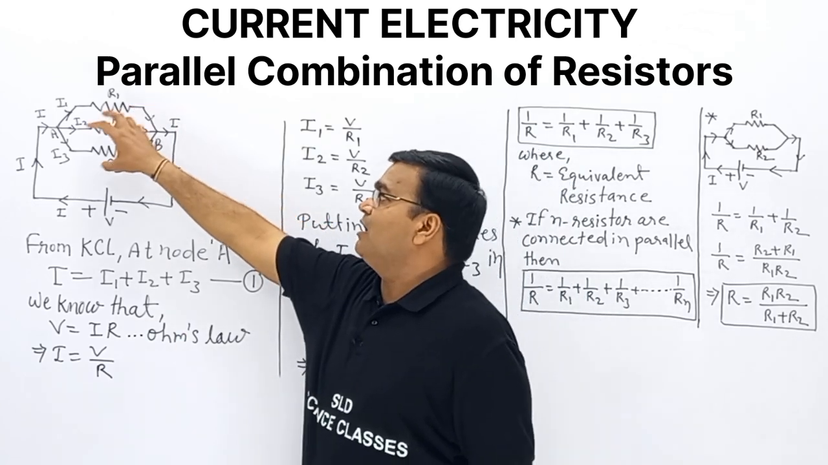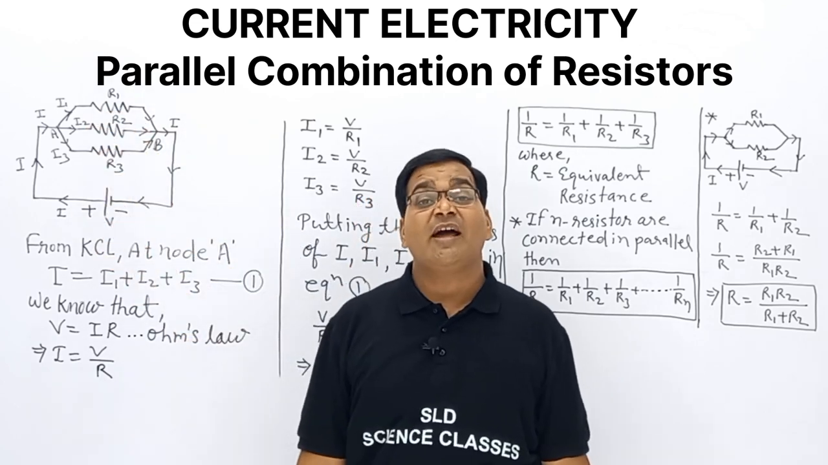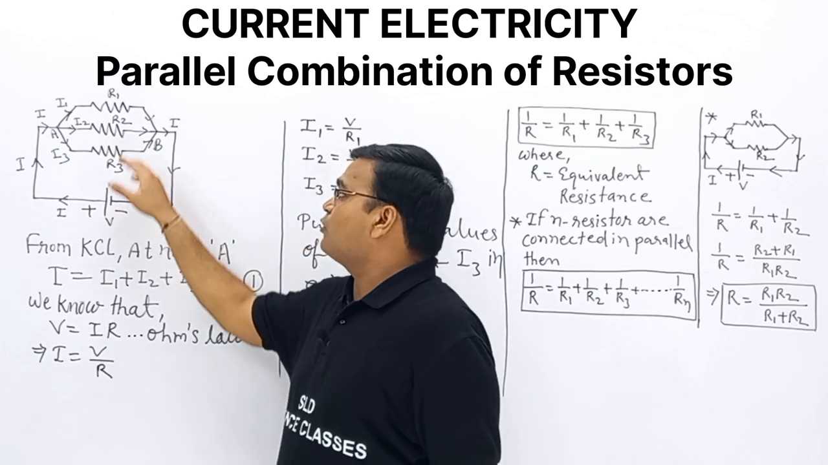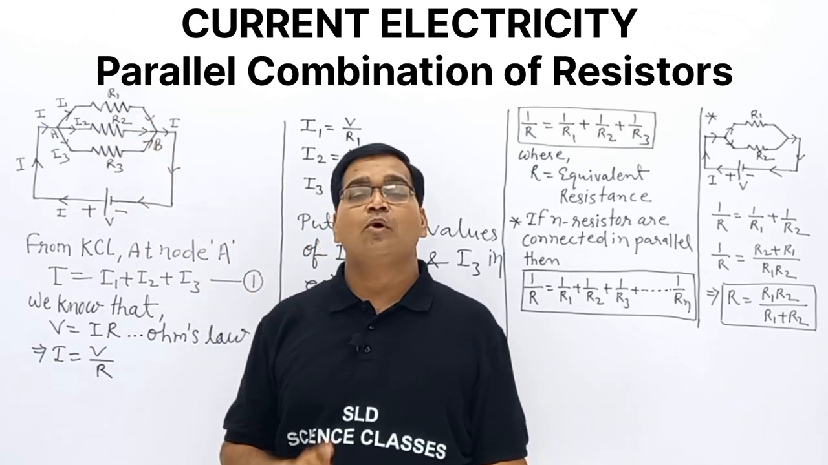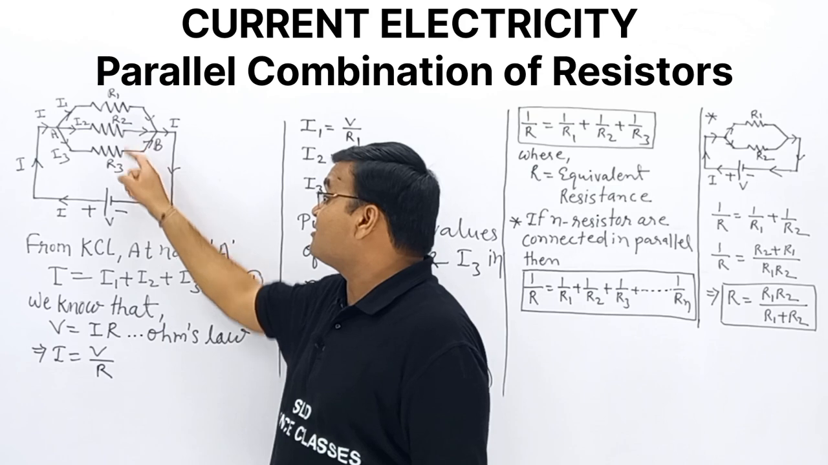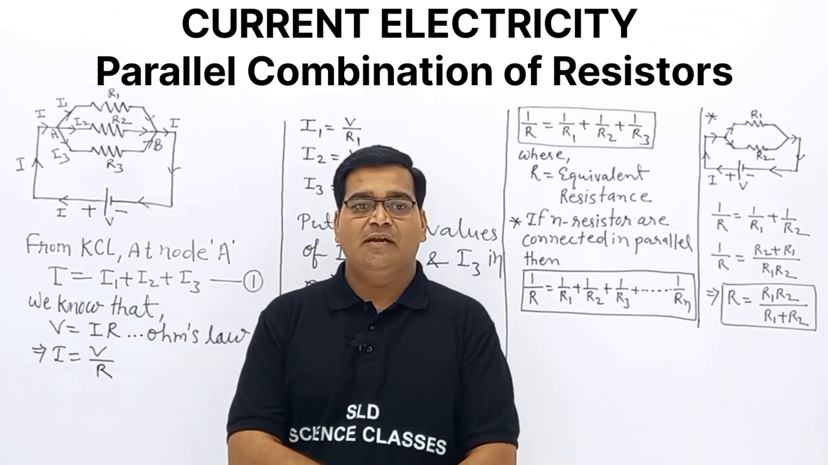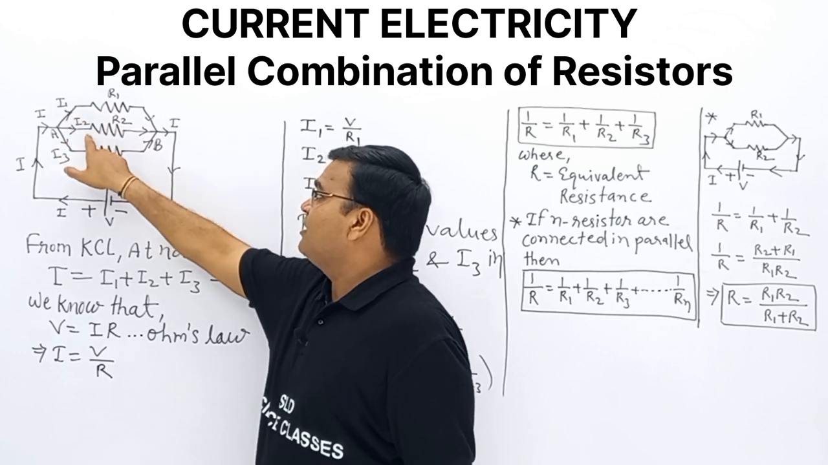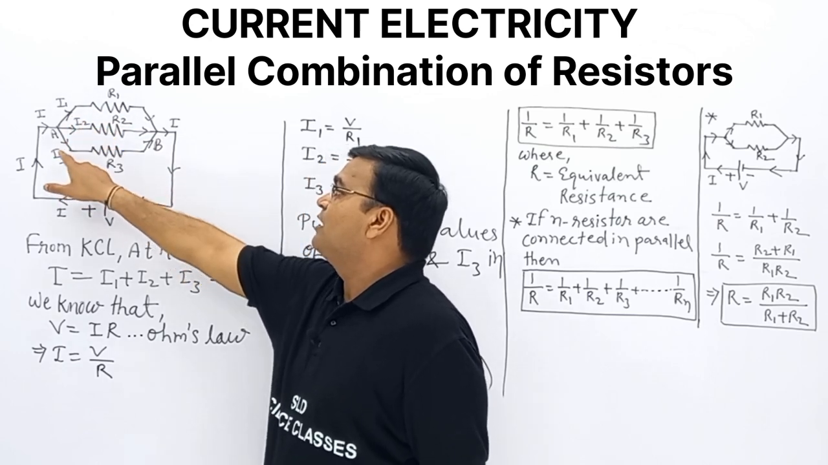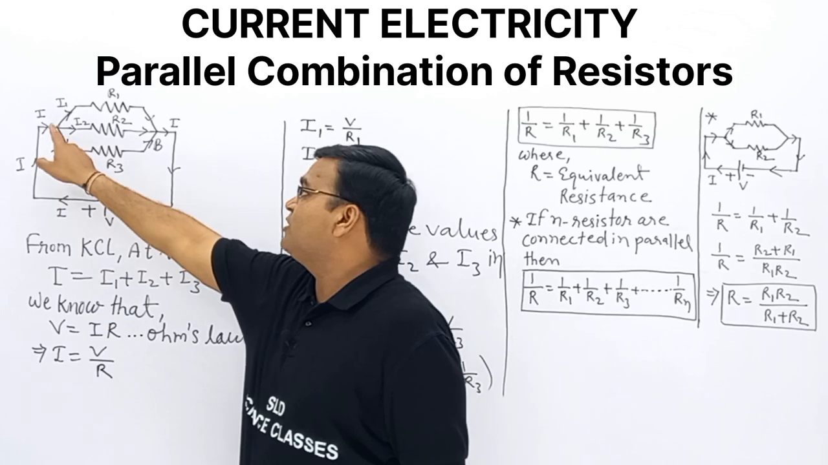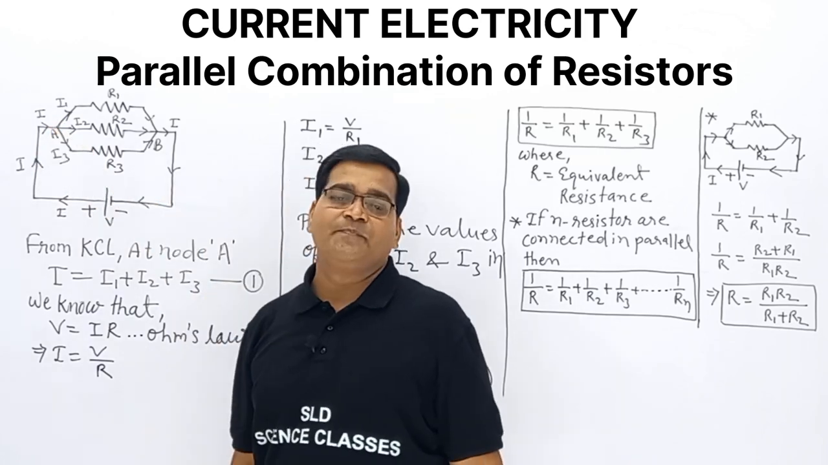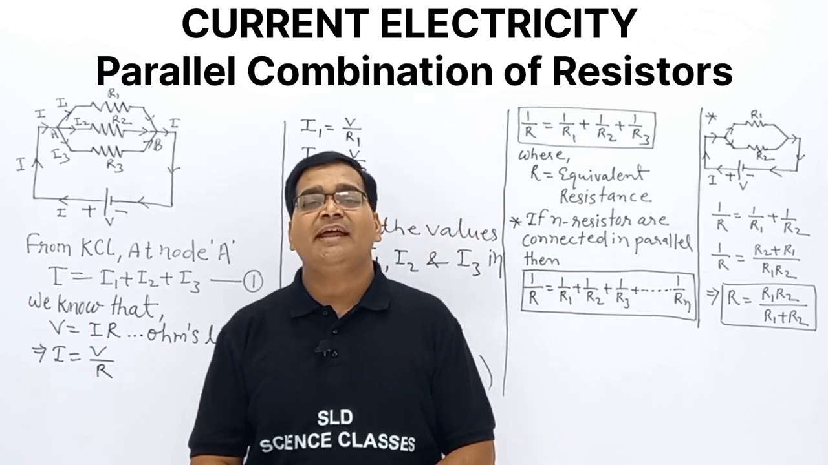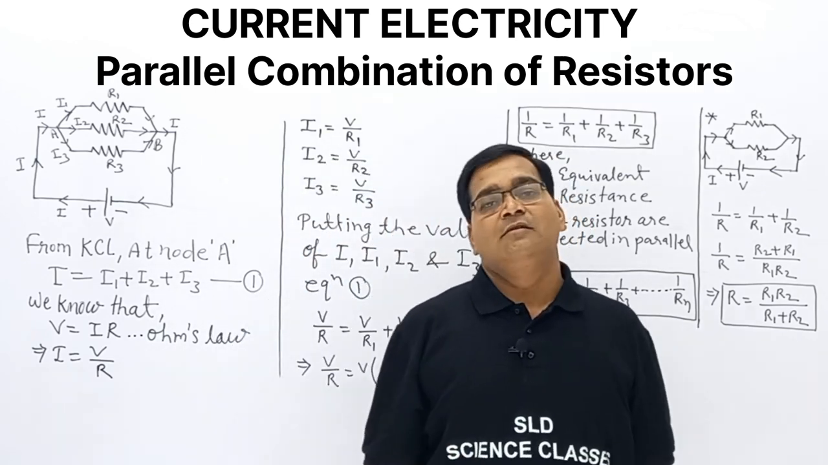Observe, this is a parallel circuit. R1, R2, R3 are in parallel. Why? Because the voltage across each element is the same. If the voltage is the same, then we can say they are connected in parallel. But the current is not the same. In this branch the current is I1, in another I2, and in the other branch I3 current is flowing. Why? Because this current divides at A. Clear? So we want to find the equivalent resistance for the parallel resistors.